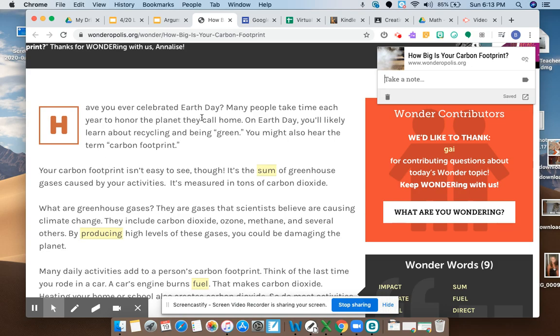Have you ever celebrated Earth Day, which is actually coming up this week? Many people take time each year to honor the planet they call home. On Earth Day, you'll likely learn about recycling and being green. You might also hear the term carbon footprint.